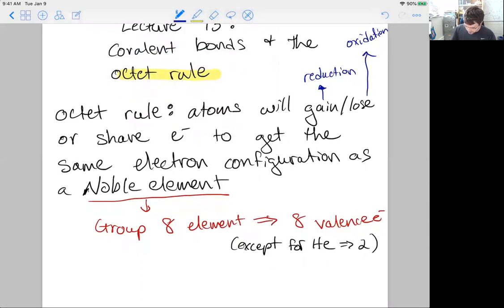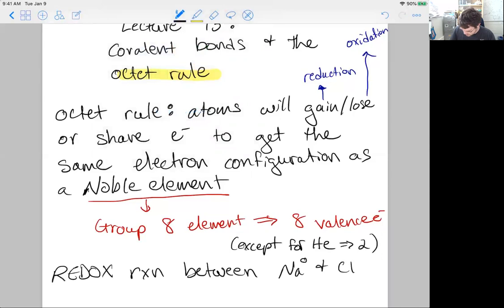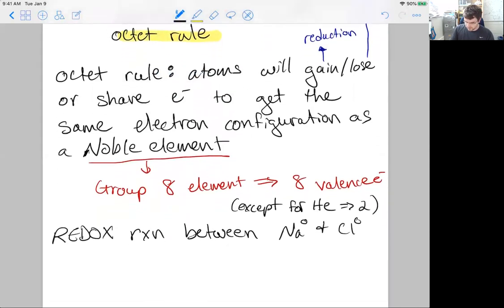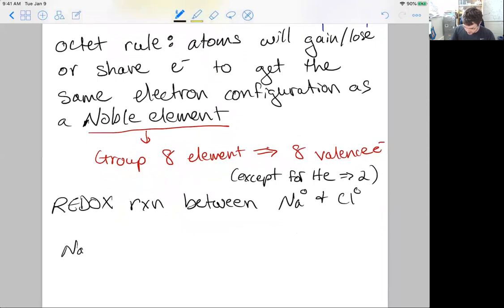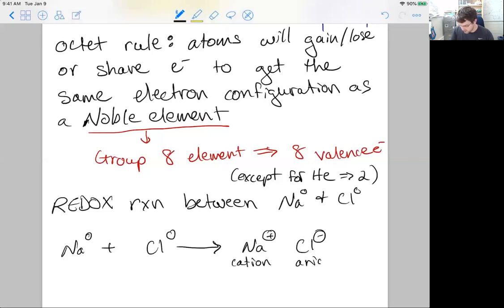So let's talk about the redox process, or the redox reaction, between Na0 and Cl0. If you recall, we can take Na0 and react it with Cl0 to form Na+ and Cl-. This was our introduction to cation. This was our introduction to anion.